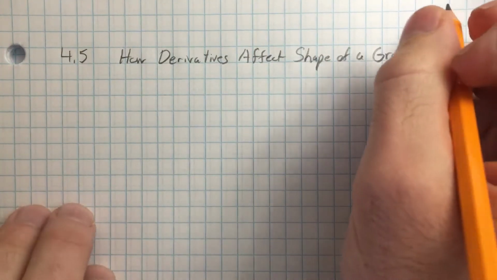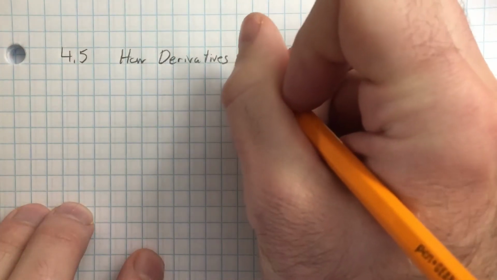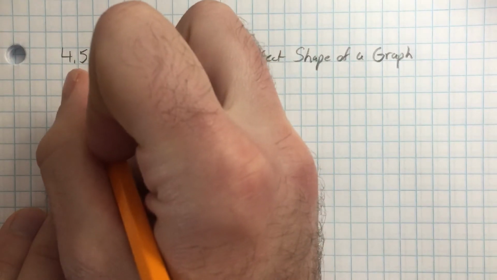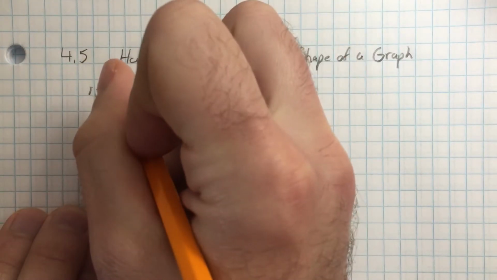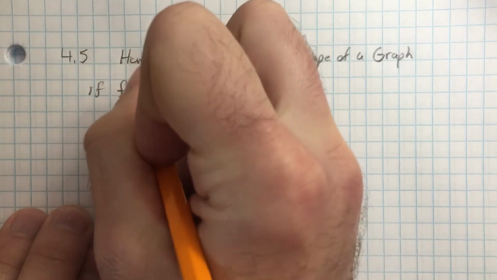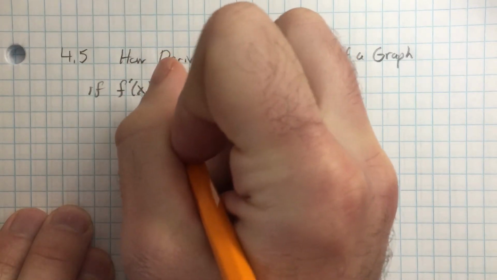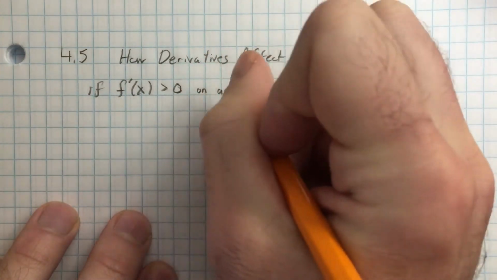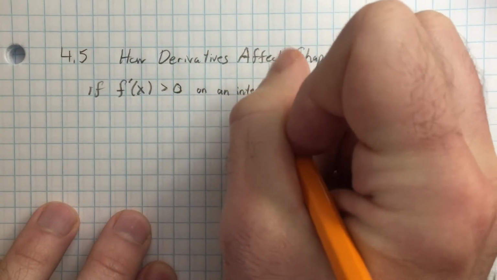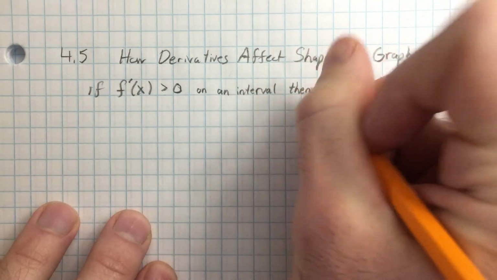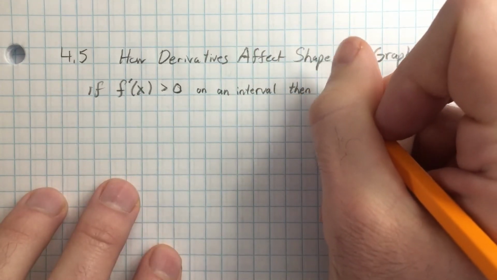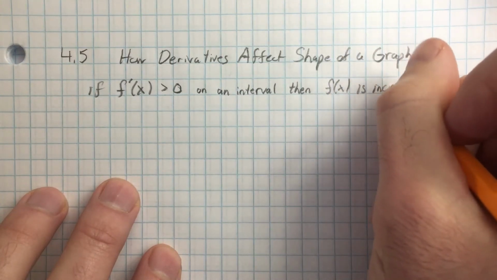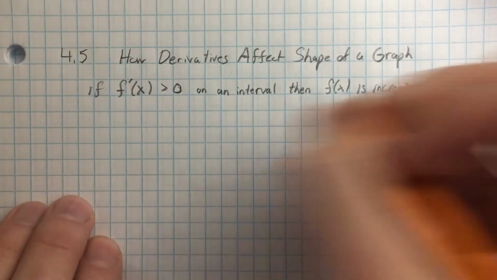All right, we're going to start with something which is probably pretty obvious, and that is the fact that the first derivative says a lot about a function. If f prime of x is positive, greater than 0, on an interval, then the function that this derivative came from is increasing on that interval.